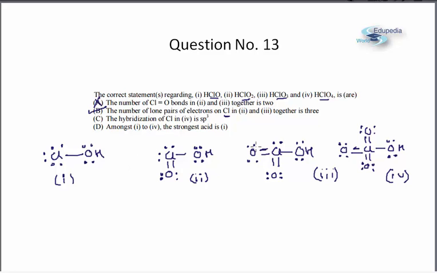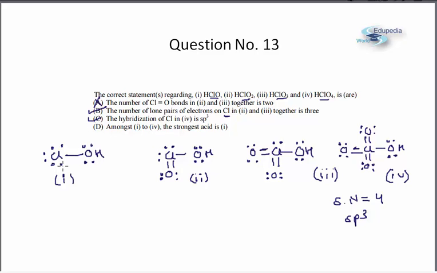The hybridization of chlorine in 4 is sp3, obviously. The steric number is 1, 2, 3, 4. In steric number we count the number of sigma bonds and number of lone pairs. So steric number is 4 and hybridization would be sp3. In fact, as a matter of fact, in all 4 of them chlorine is sp3, so C is correct.